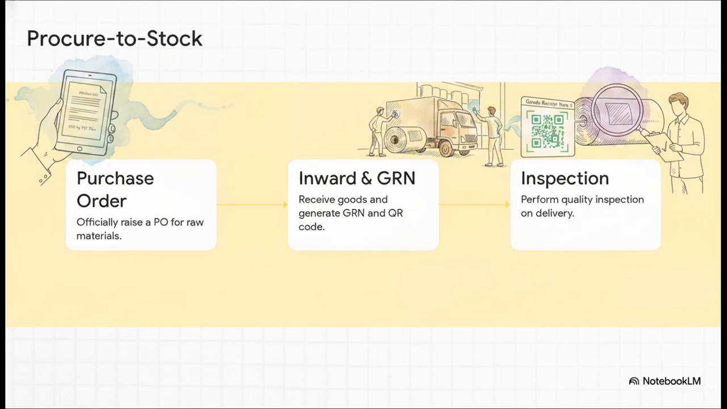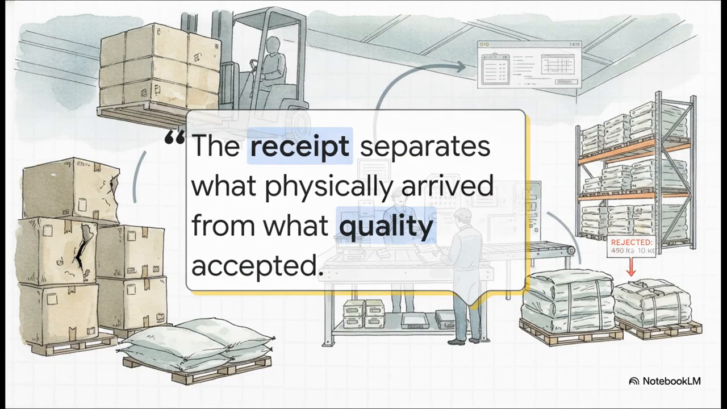When that delivery truck actually rolls up to the Chennai warehouse, we physically receive the goods via an inward entry in the system. And at that exact moment, the software generates a goods receipt note and a unique item QR code. It basically gives that physical batch of film a digital identity that we can track anywhere. But then we hit the inspection phase.